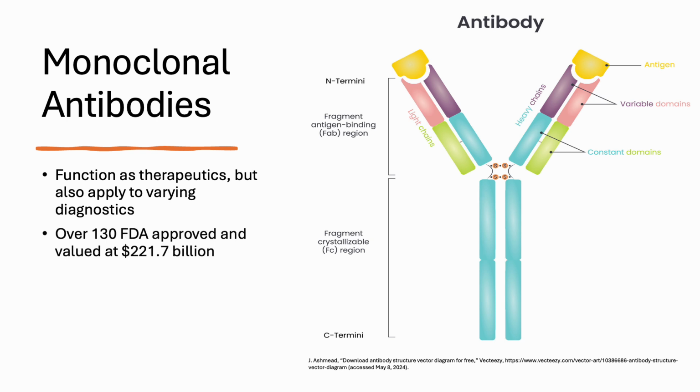Between 1996 and 2022, there have been about 130 FDA approved monoclonal antibodies, according to the Antibody Society, and they are estimated to be a $221.7 billion industry as of 2023, with a prediction to increase to $392.6 billion by 2032. And so there are two different types of administrations for monoclonal antibodies.